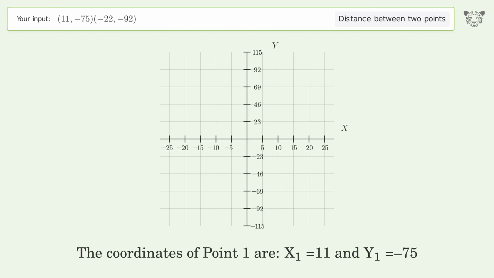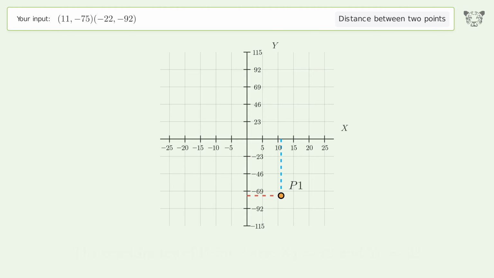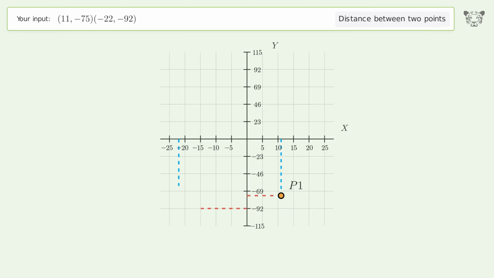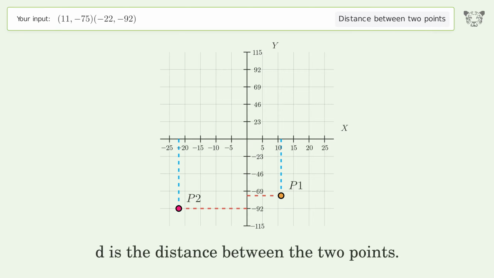The coordinates of point 1 are x1 equals 11 and y1 equals negative 75. The coordinates of point 2 are x2 equals negative 22 and y2 equals negative 92. D is the distance between the 2 points.